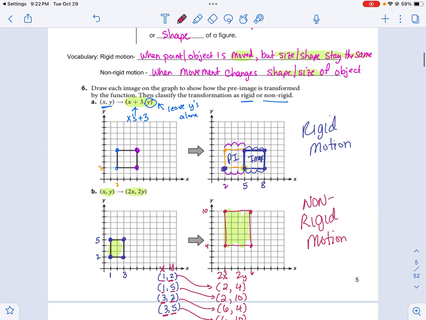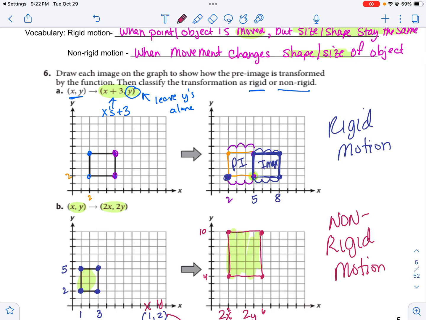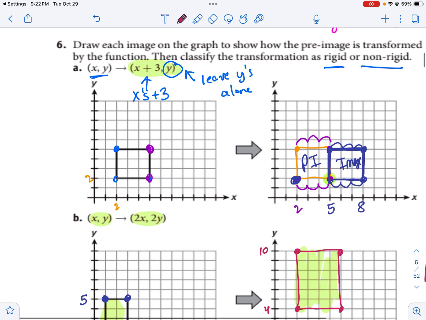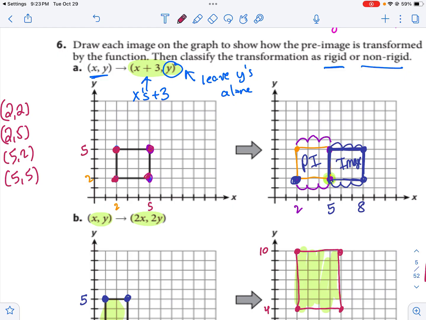Okay, now going back up to letter A, we could have done this with a table as well. I don't think you really need to, but we could have listed these points as a table. So we had the point 2, comma 2. Up here we had the point 2, comma, what was that? 1, 2, 3, 4, 5. So we had the point 2, comma 5. Then we had the point 5, comma 2. And then we had the point 5, comma 5. So I could take my 4 corners and find the x and the y values.